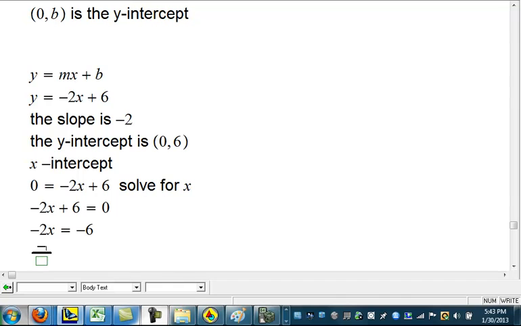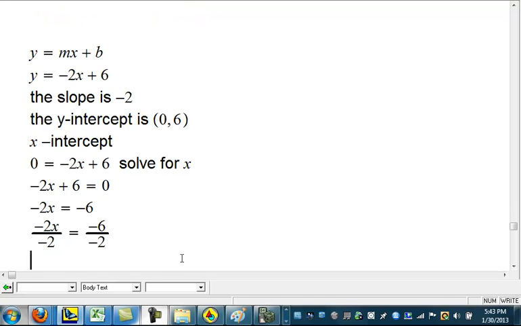Okay, one second. -2x over -2 equals, oops, sorry about that. Divide by -2 you had meant, right? I mean, I can divide by 2. I just have to then divide by -1 again. It's all right. That's relaxing.